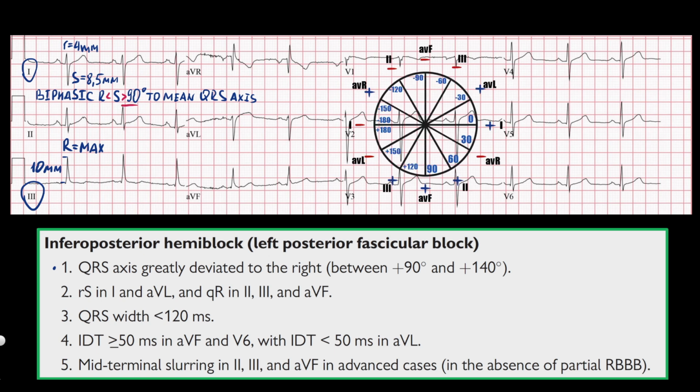Now let's use the hexaxial diagram and mark the lead with maximal R waves. Now let's mark the lead with the biphasic complex. If R and S had been equal to each other, the mean QRS axis would be plus 90 degrees. But in our case, S is greater than R, so the mean QRS axis is more positive than plus 90 degrees. Therefore, the alpha angle of the mean QRS axis is plus 120 degrees. So the first criterion of left posterior fascicular block is present.